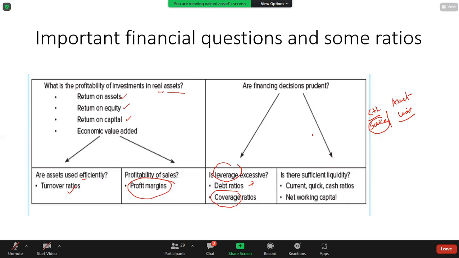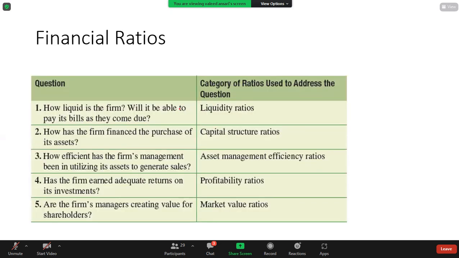Then another question is about liquidity. For the short-term operation of less than one year, we look at net working capital, how much is the current asset and the current liability, and then certain ratios, the current ratio, quick ratio and cash ratio. So this tells us about the company, like how liquid the firm is. Then how the firm has financed the purchase of an asset is the capital structure, like how much debt and equity, the ratio I have told you.